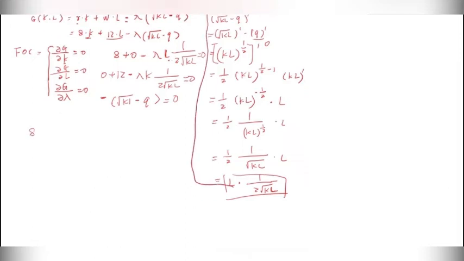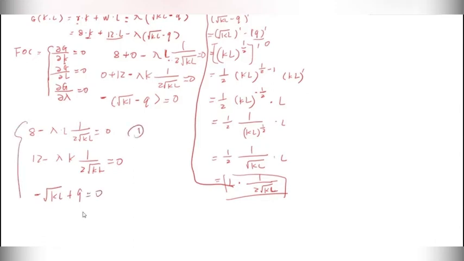So this is 8 minus lambda L over 2 square root of KL equal to 0. This is 12 minus lambda K over 2 square root of KL equal to 0. This is negative square root of KL plus Q equal to 0. So this is equation 1, equation 2, and equation 3.